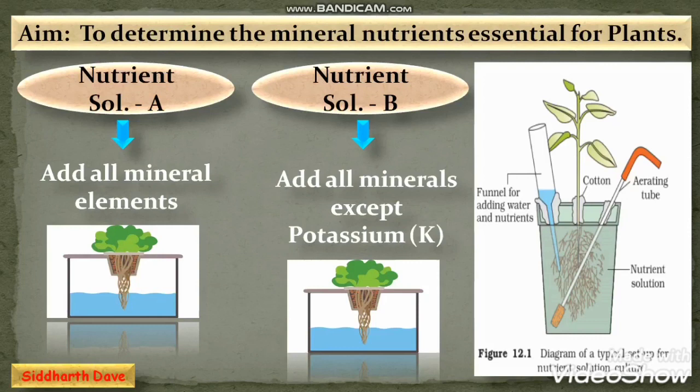This is a typical setup for nutrient solution culture. Here you can see that the nutrient solution is filled in a container. Okay, on the left side you can see the funnel for adding water and nutrients, right? You can see the cotton which is there. On the right hand side the aerating tube is there, with the help of which you can provide aeration. It means you can provide oxygen to the roots, because if the oxygen is insufficient, then roots will not grow. So for that the aerating tube is there.